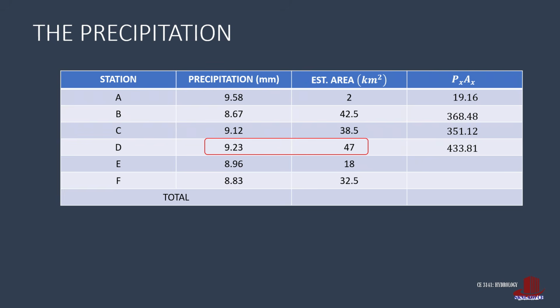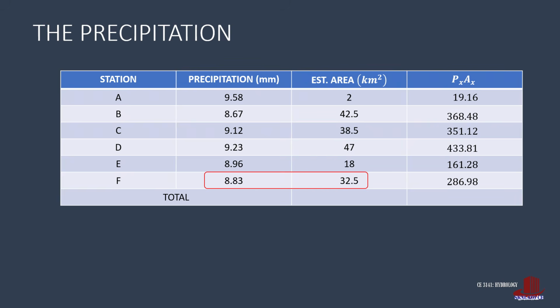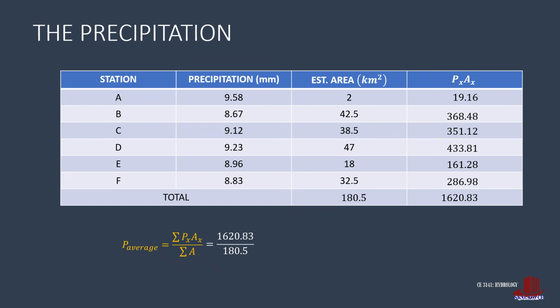9.23 times 47 is 433.81. 8.96 by 18 is 161.28. And 8.83 times 32.5 is 286.98. The total estimated area is 180.5, while the total P times A is 1,620.83. The average precipitation is then the ratio of these two summations, that is 1620.83 divided by 180.5, resulting to 8.98 millimeters.